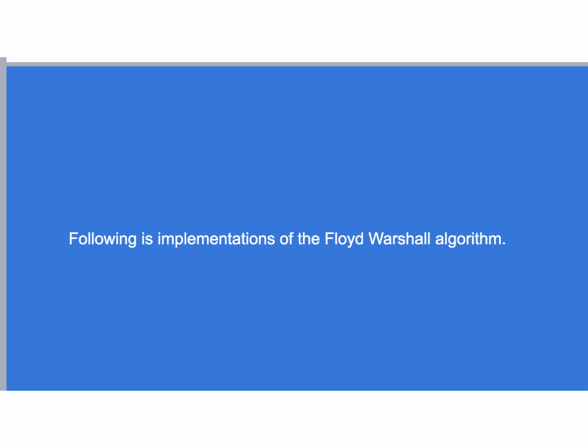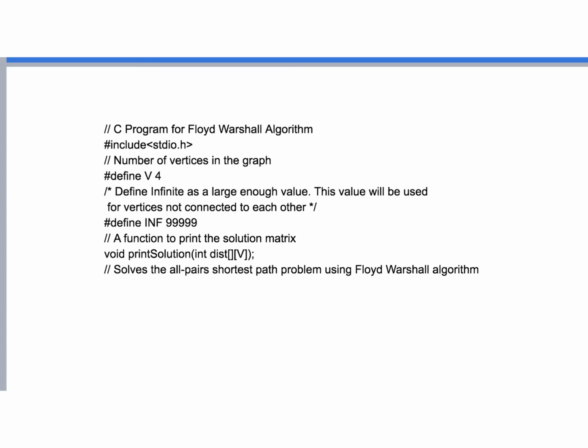So the following is the implementation of the algorithm. Let's take a look. First we have stdio.h, then we have 4 vertices like we talked about, and then we have infinite. So define infinite as a large value, so it can be 99999. It doesn't have to be actual infinity in most cases since we don't have enough memory to actually store that.